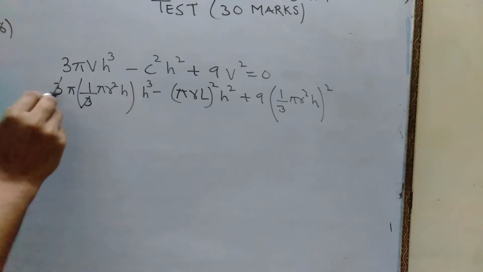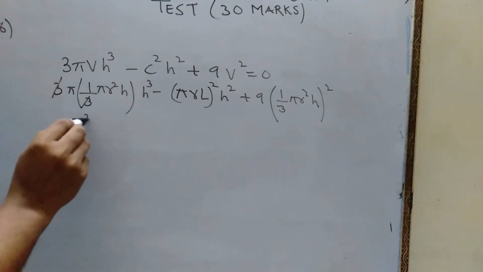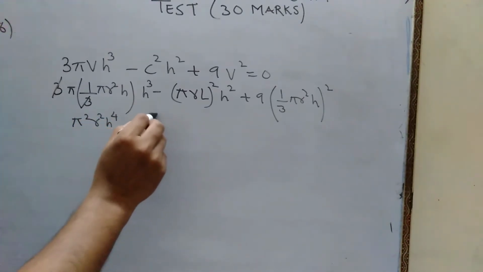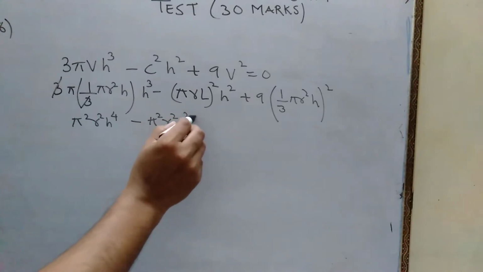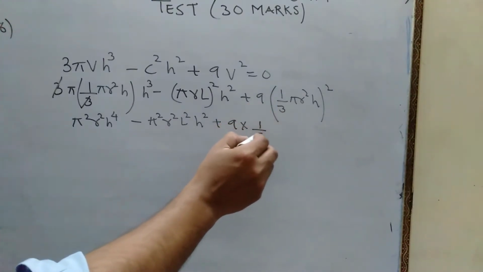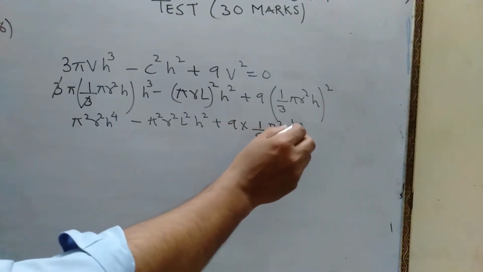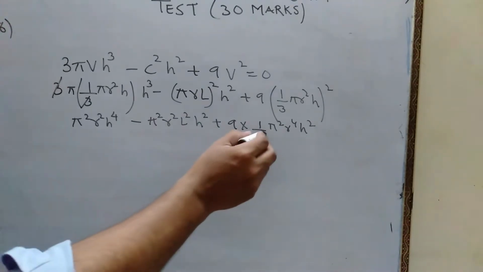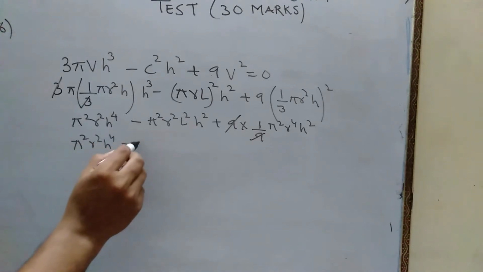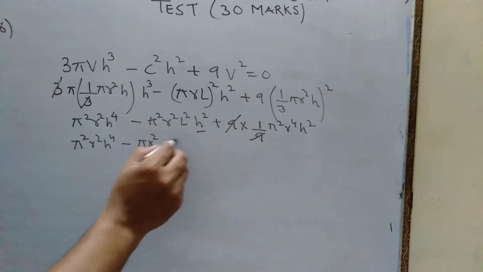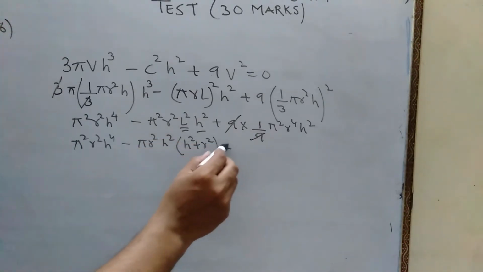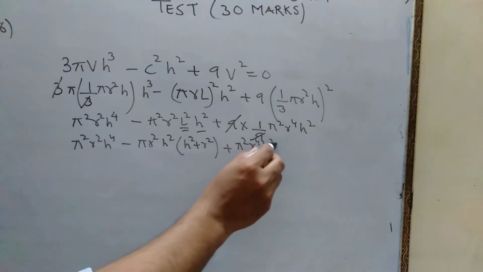Now multiply: pi square r square h to the power 4. Similarly pi square r square l square into h square plus 9 into 1 upon 3 whole square, 1 upon 9 pi square r to the power 4 h square. 9 will get cancelled. Pi square r square h to the power 4 minus pi square r square and this h square also. L square can be written as h square plus r square. Pi square r to the power 4 h square.